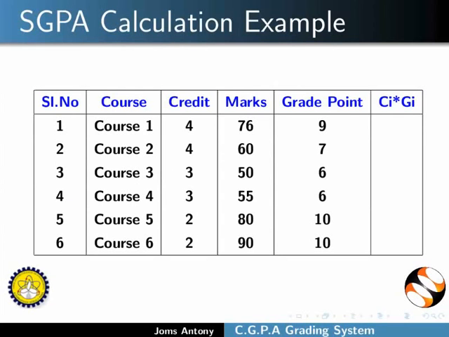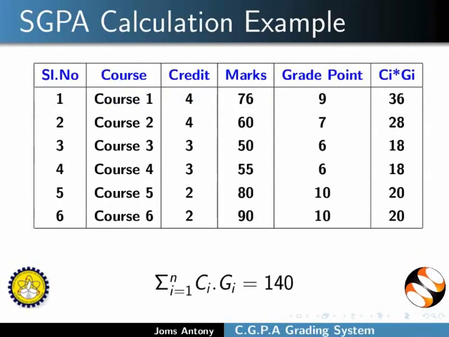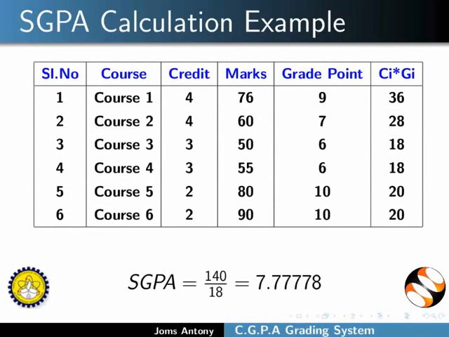Now we can list the products of credit points and grade points like this. The sum here is 140. The sum of credit points is 18. So the SGPA is 140 divided by 18, that is 7.77778.